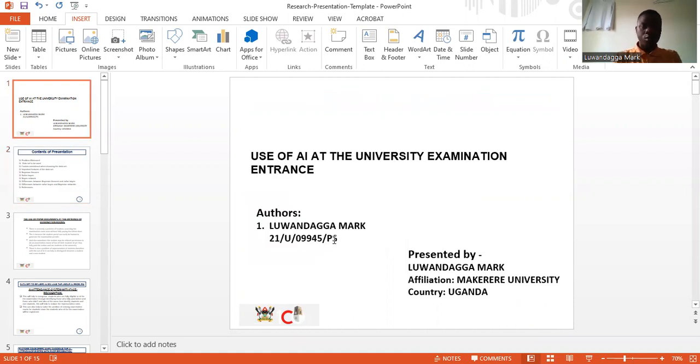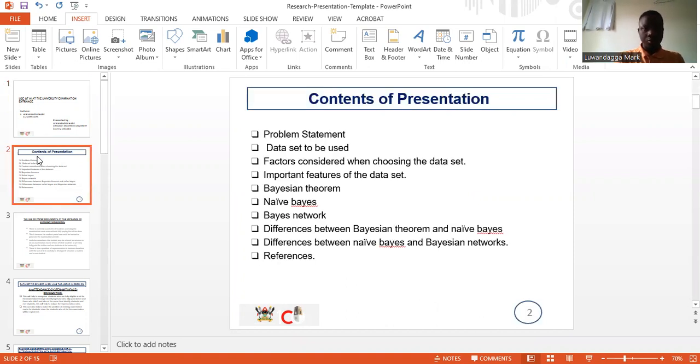So my AI problem is the use of AI at the university examination entrance. The contents of the presentation are: the problem statement, factors considered when choosing the dataset, important features of the dataset, Bayesian theorem, naive Bayes, Bayesian networks, differences between Bayesian theorem and naive Bayes, differences between naive Bayes and Bayesian networks, and references.